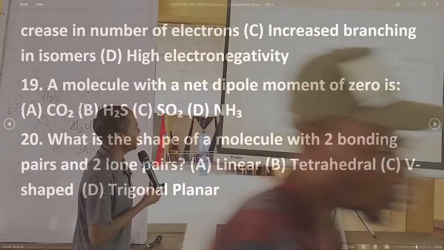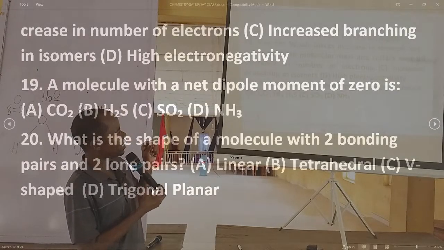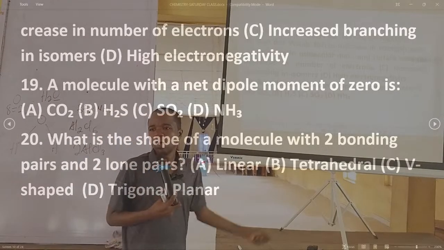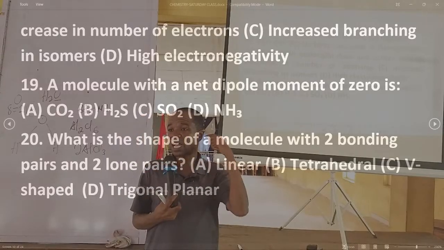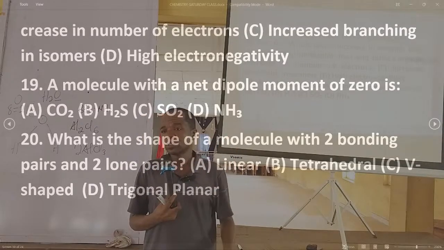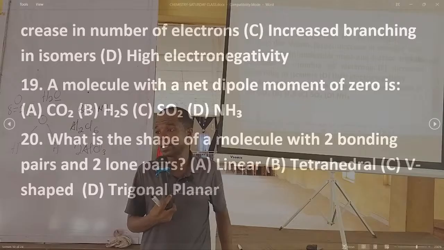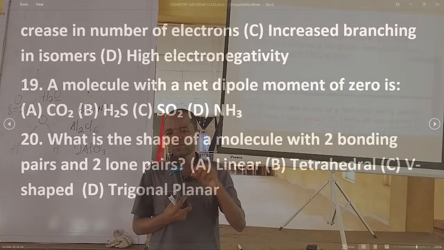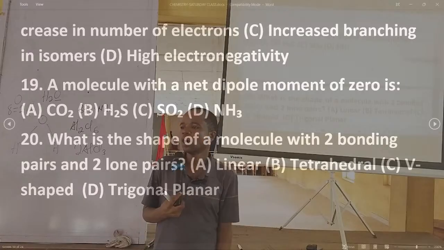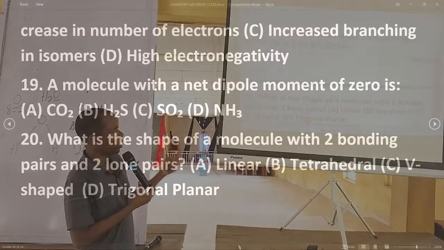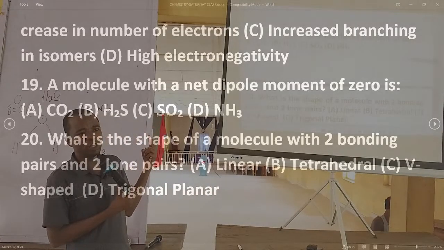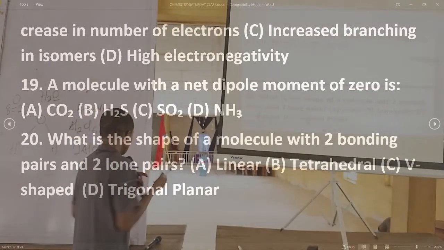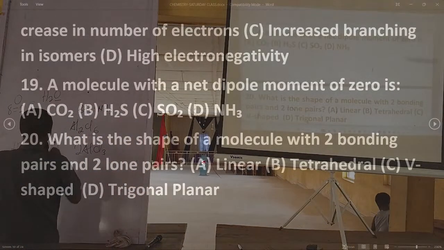Okay, so number 19 now. A molecule with a net dipole moment of 0 is dash. When you see a question like this, all you need to do is ask yourself, is it a linear molecule? If the answer is yes, pick that and go your way. All linear molecules have a net dipole moment of 0. And if you look at the options, there is a molecule with a linear shape there. CO2 is a molecule with linear shape.